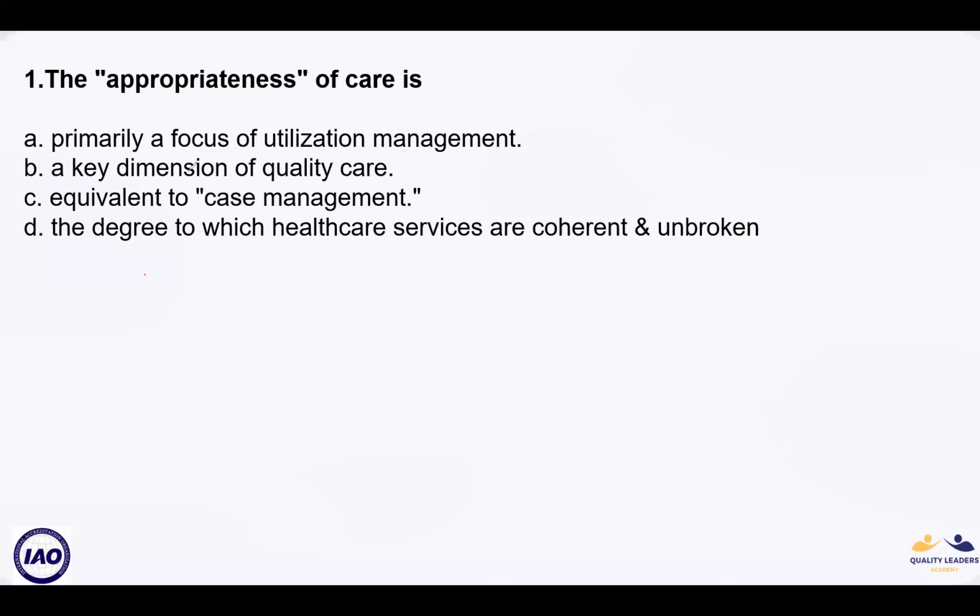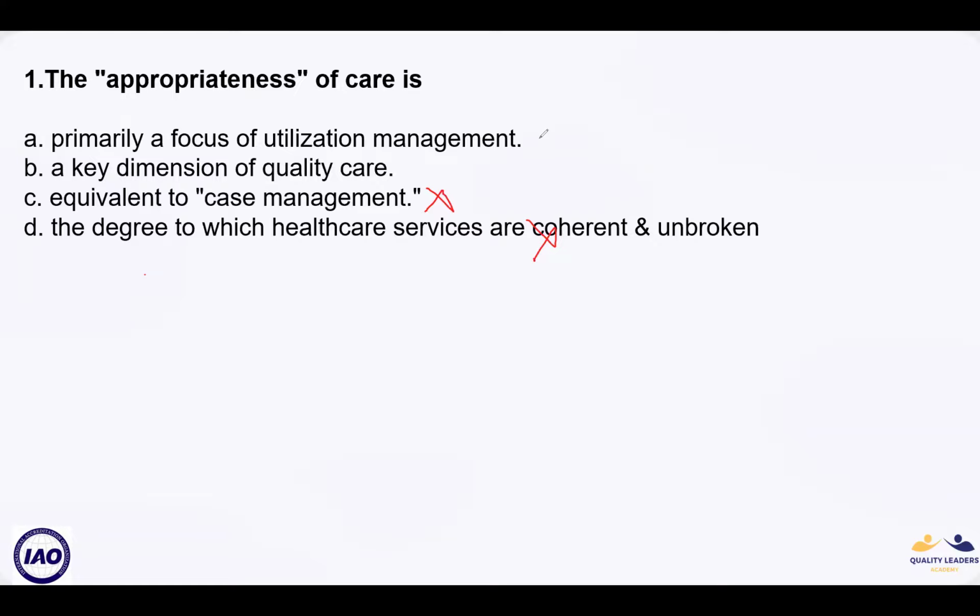Now coming to option B, yes, it's one of the classic quality dimensions, which we have seen in the last main lecture session. Option C, equivalent to case management. Yes, case management coordinates care, but it's not the same as appropriateness. And D, the degree to which healthcare services are coherent and unbroken. This is a definition of continuity, smooth, unbroken care over time. So we'll be eliminating D and C, but there's a close call between options A and B.